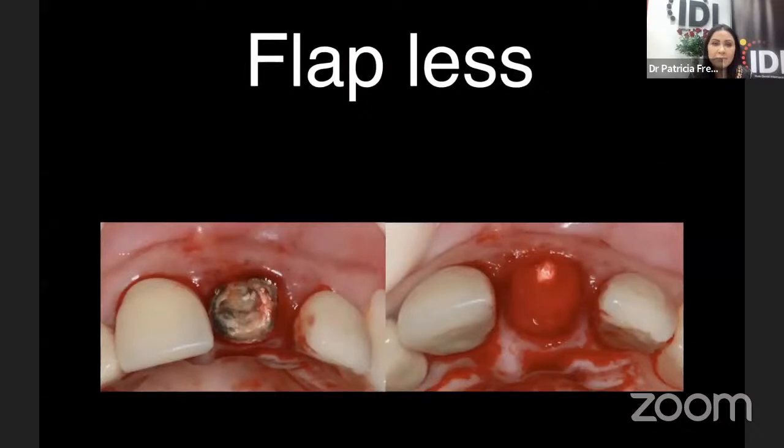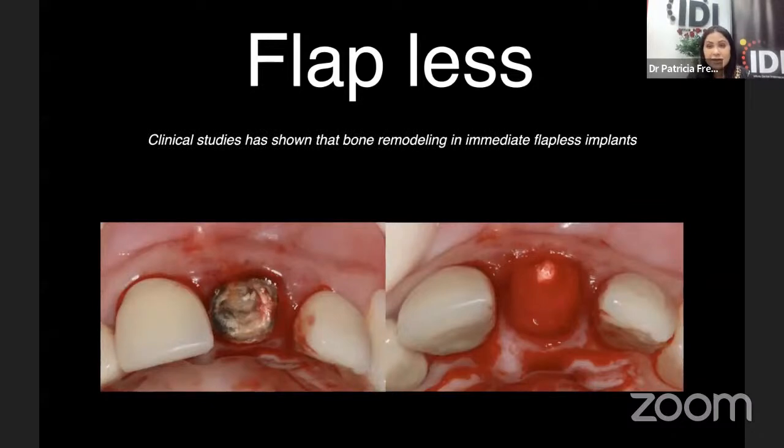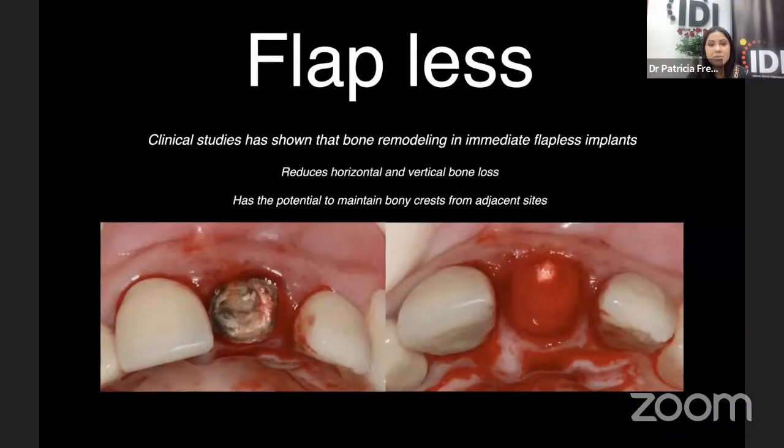Another very important point is to talk about flapless procedures. If we can avoid making a flap, we can get the best results. Clinical studies have shown that bone remodeling in immediate flapless implants will reduce horizontal and vertical bone loss and has the potential to maintain the bony crest from the adjacent sides. So if we can avoid doing a flap, we will get the best aesthetic results.